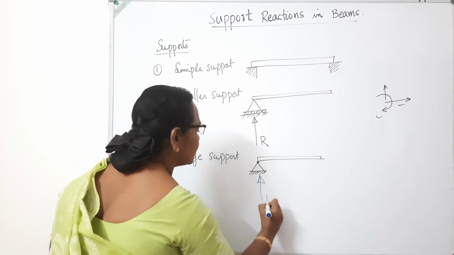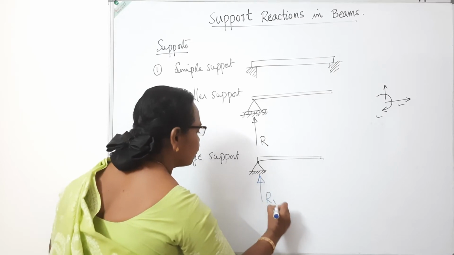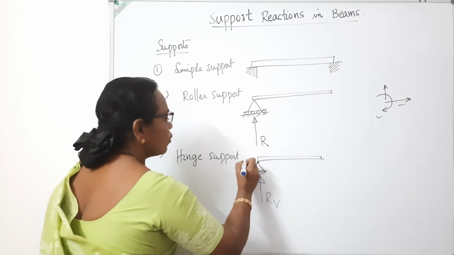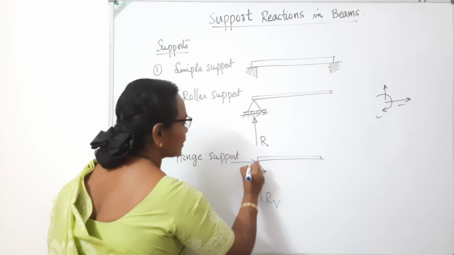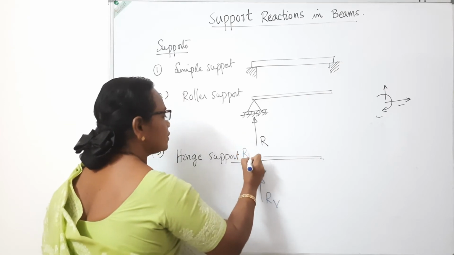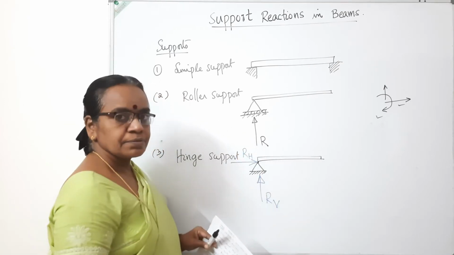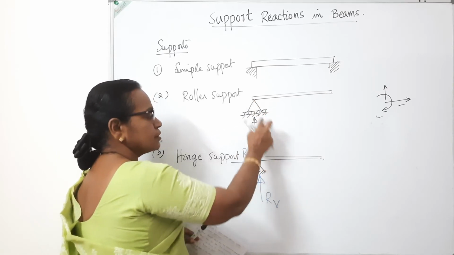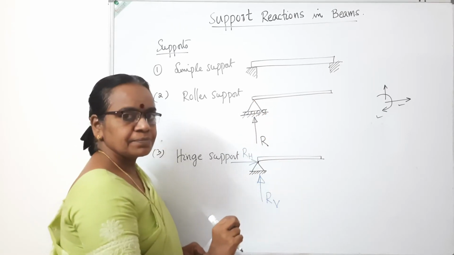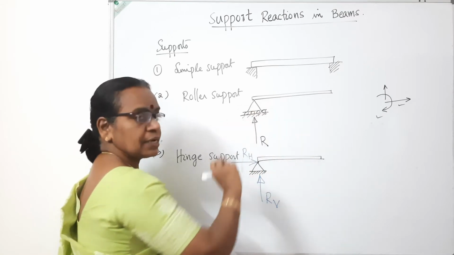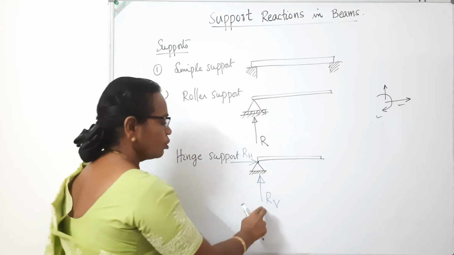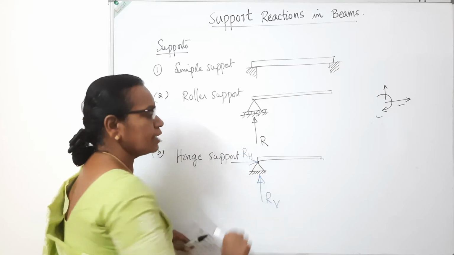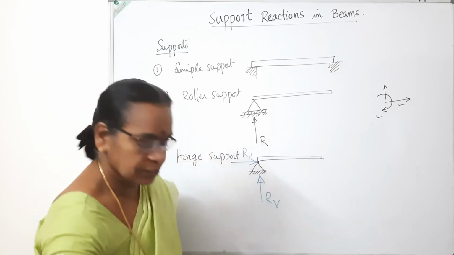If support, I can call it as RV, vertical reaction. Also there will be horizontal reaction, RH. So in a roller support, there will be one reaction which is normal to the surface of the roller, R. It is permitted to move horizontally. In a hinge, there will be a vertical reaction as well as a horizontal reaction.